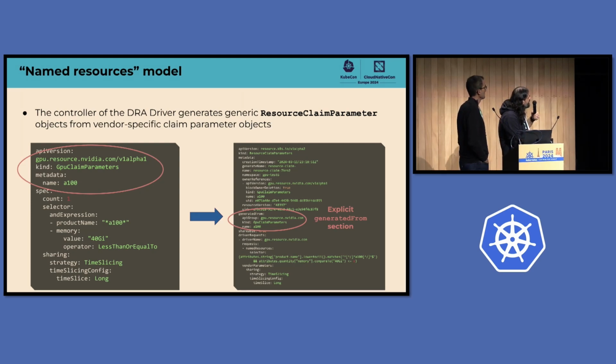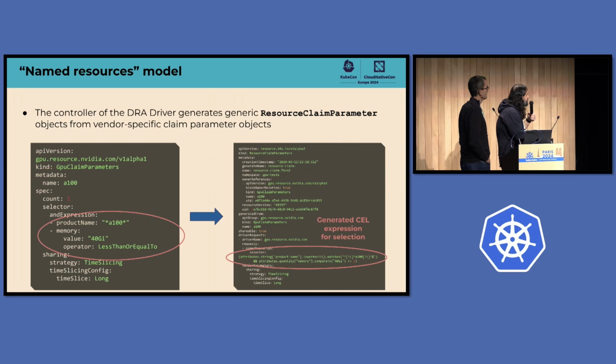If we start with what we have here on the left, you can see that my vendor-specific object is called GPU claim parameters. It has a specific API version, and it's called A100 in this case. If we then generate this resource claim parameters object that you see on the right, we add a section in it called generated from, which refers back to this object. You can imagine how the controller is built to do this. It has an informer watching for when these resource claim parameters objects get created, and anytime one shows up, it generates the in-tree resource claim parameters object. The scheduler is watching these in-tree objects to figure out when it can pick one up to make a scheduling decision for these resources.